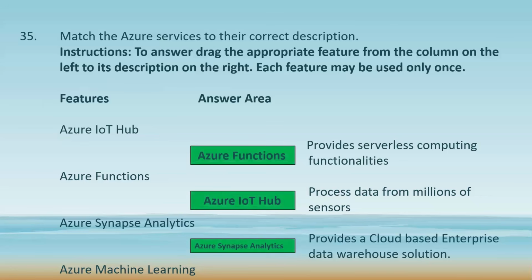So the right answers are: Azure Functions is the first statement, that is provides serverless computing functionality. Azure IoT Hub is basically linked to process data from millions of sensors. And Azure Synapse Analytics provides a cloud-based enterprise data warehouse solution.